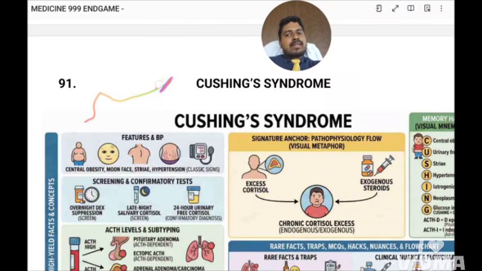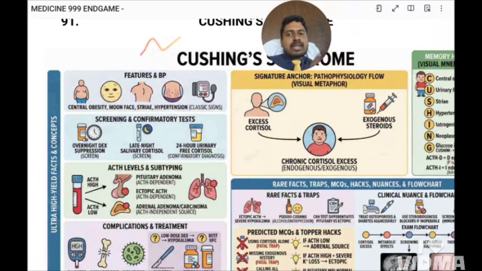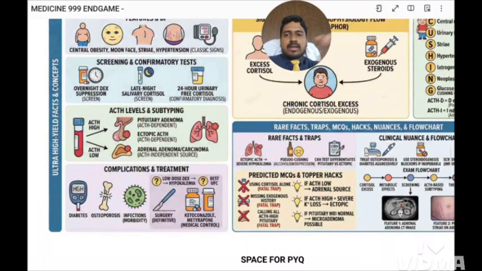So if there are excess levels at night, that means there is some tumor or something exogenous which is causing increased levels at night. So it is not physiological. There is some pathological aspect. ACTH levels can be high or it can be low. Based on that, we'll have two types.